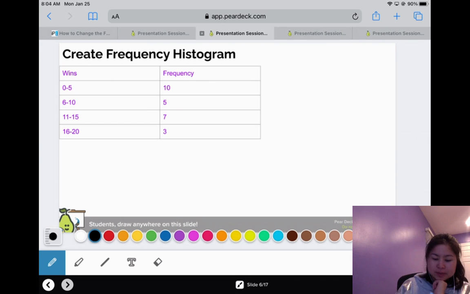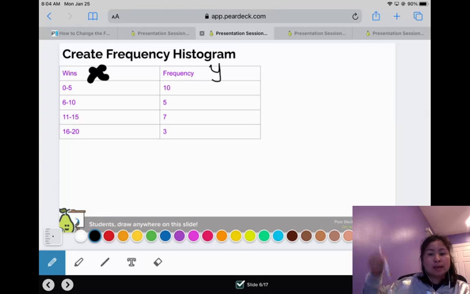All right, so frequency histogram. How do we graph this one? It's a bar graph, okay? The first column is the x values. The second column, the frequency, is the y values.